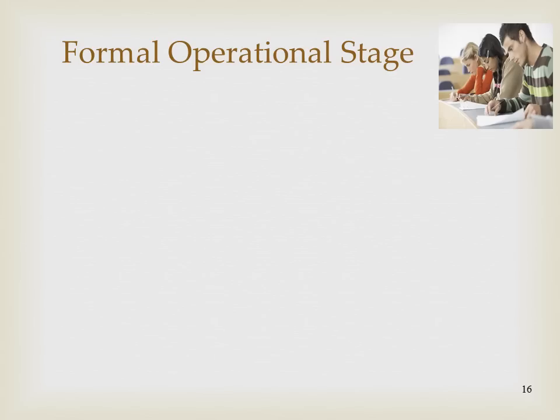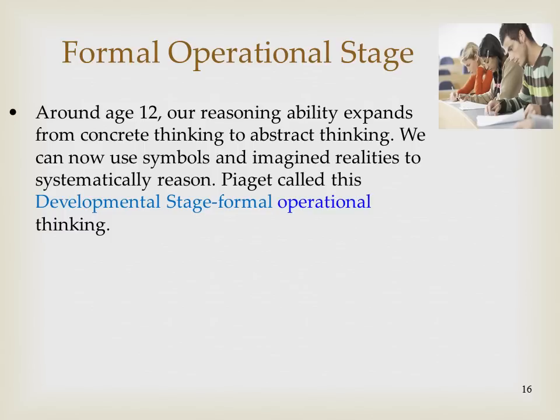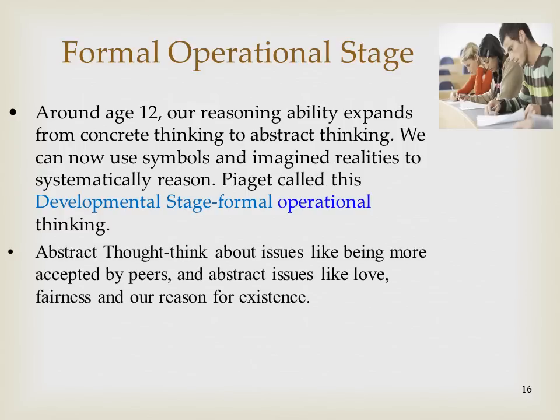Okay, so now we're in the formal operational stage. This is pretty much from probably 7th and 8th grade to high school. Around the age of 12, our reasoning ability expands from concrete thinking to abstract thinking. We now use symbols and imagine realities to systematically reason. Piaget called this developmental stage formal operational thinking. With abstract thought, we think about issues like being more accepted by peers, and abstract issues like love, fairness and reasoning.